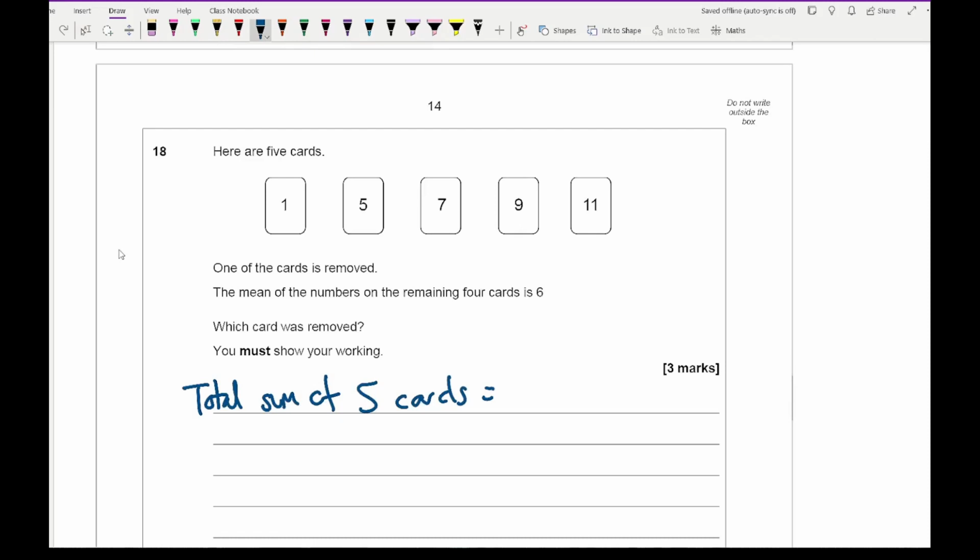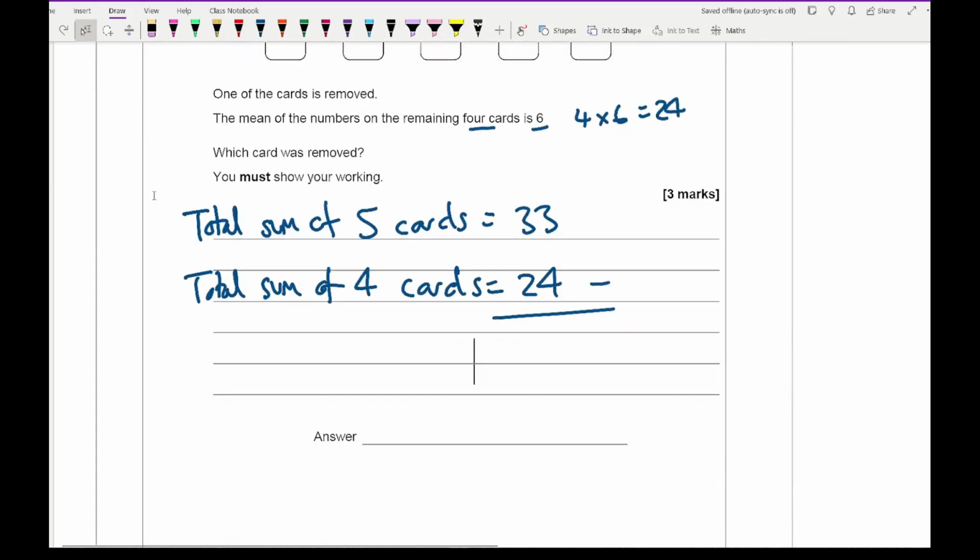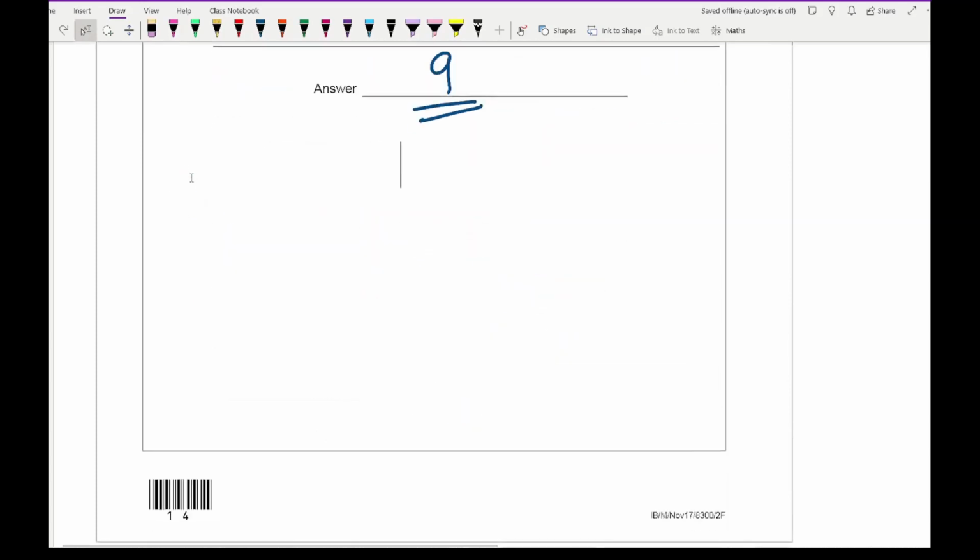So let's have a look at the total sum of the 5 cards, which is 1 plus 5 plus 7 plus 9 plus 11, and that gives me a total of 33. Now, if the mean of 4 cards is 6, then 4 times 6 equals 24. So the total sum of the 4 cards equals 24. Now, if we work out the difference between those two, that must be the card that's removed. So 33 take away 24 gives me an answer of 9. So that's the number that has been removed.